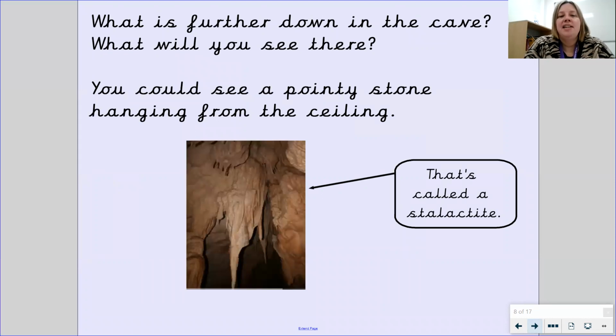What is further down in the cave? What will you see there? You could see a pointy stone hanging from the ceiling, and this is called a stalactite. Stalactite, stalactite, stalactite.